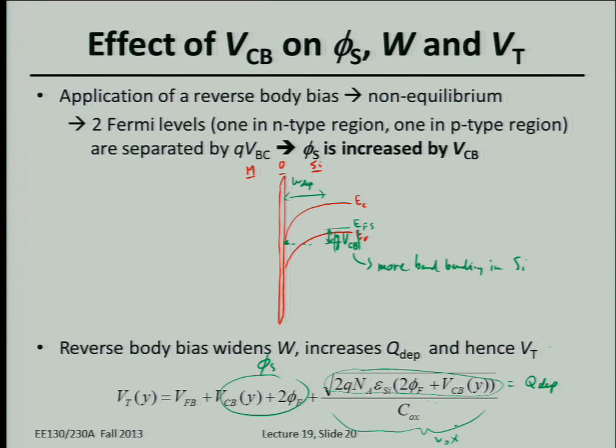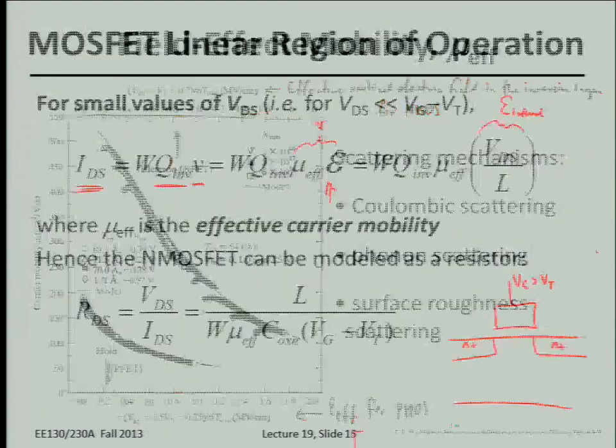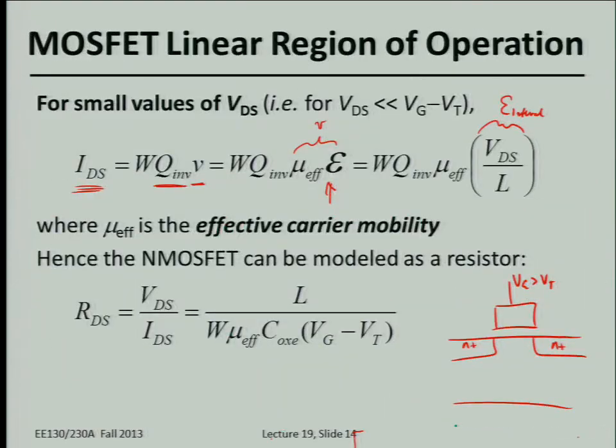Basically, this reverse body bias between the channel and the body effectively increases your threshold voltage. Next time, we're going to take into account this effect to further refine the current equation for a MOSFET.